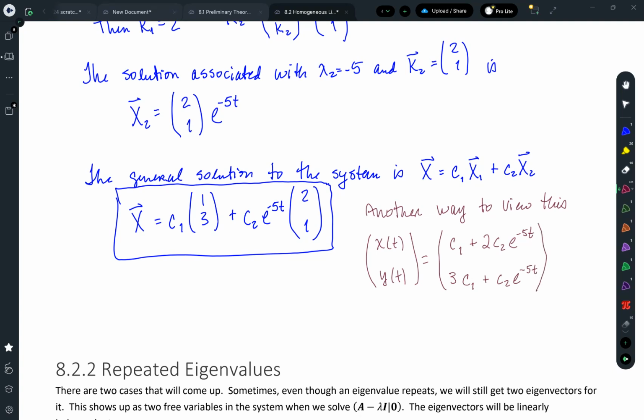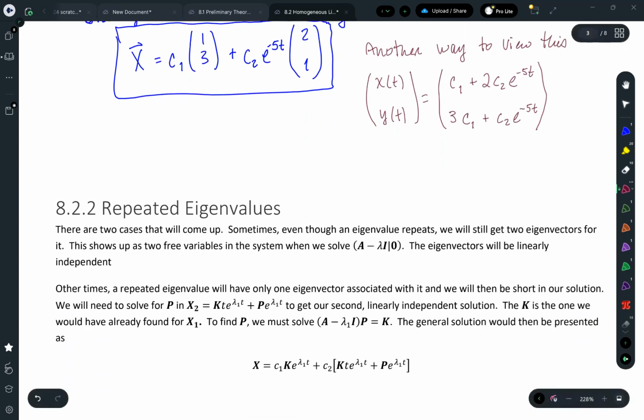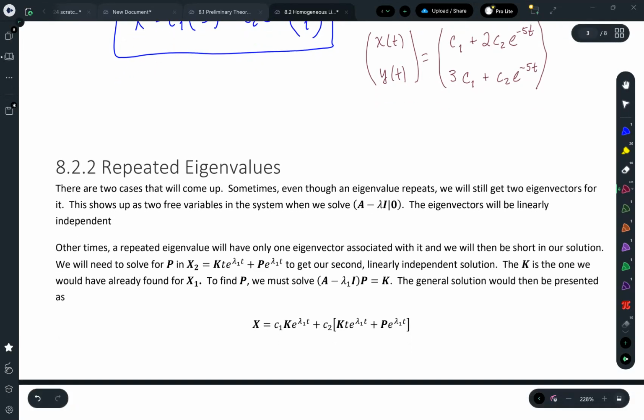And then each of the rows looks a little bit more familiar. Each of the rows looks kind of like the solutions looked when we were dealing with one differential equation, linear constant coefficient homogeneous differential equation. Okay? And I would say that either way is acceptable for entering your answers, both in the online homework platform as well as on quizzes and exams. Okay? All right, let's look at the next case where we have repeated eigenvalues.